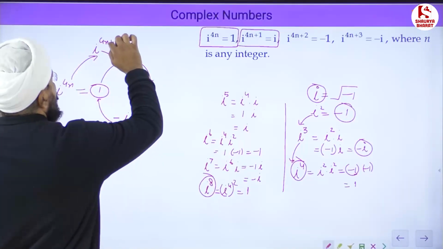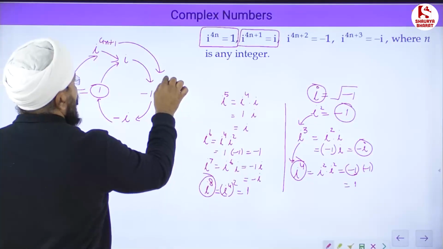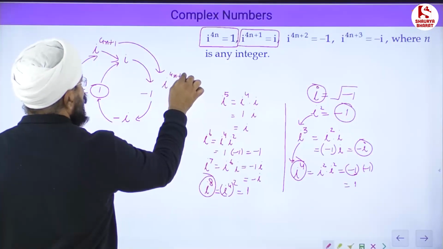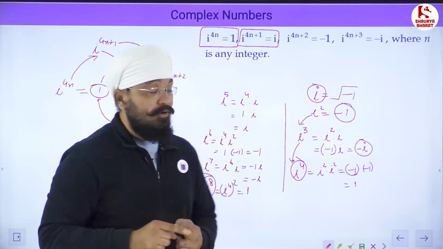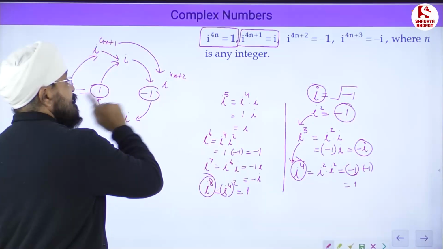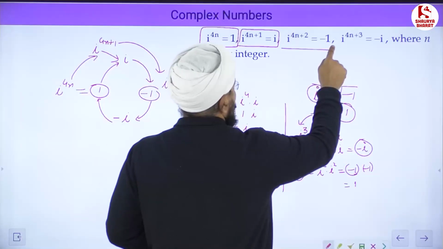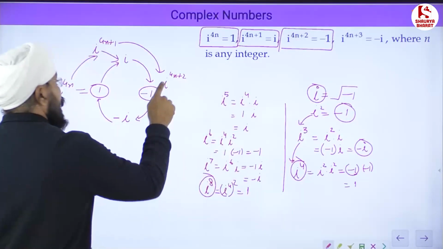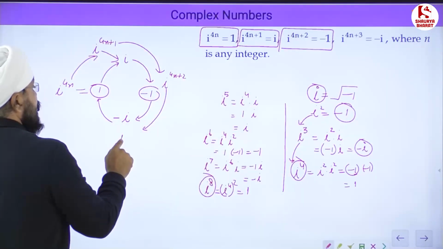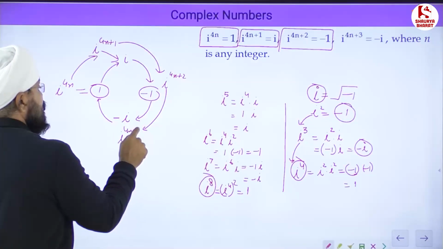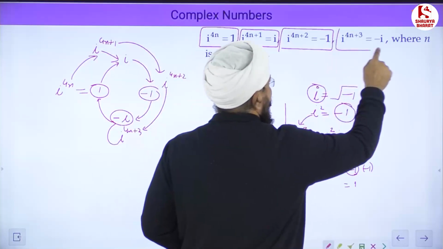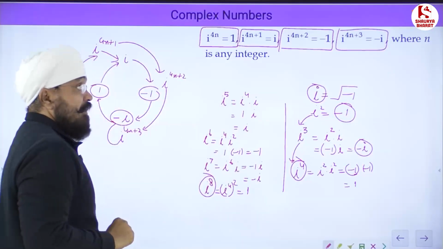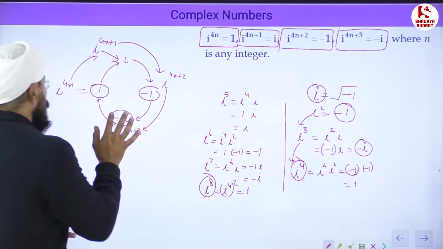And when I increase one more power, that is iota to the power 4n plus 2, we can remember this as an even number but not a multiple of 4. The result we get is -1. So it is written over there. And again increasing one more power, that is iota to the power 4n plus 3, the result is minus iota. So we have this concept, and we can also remember this.